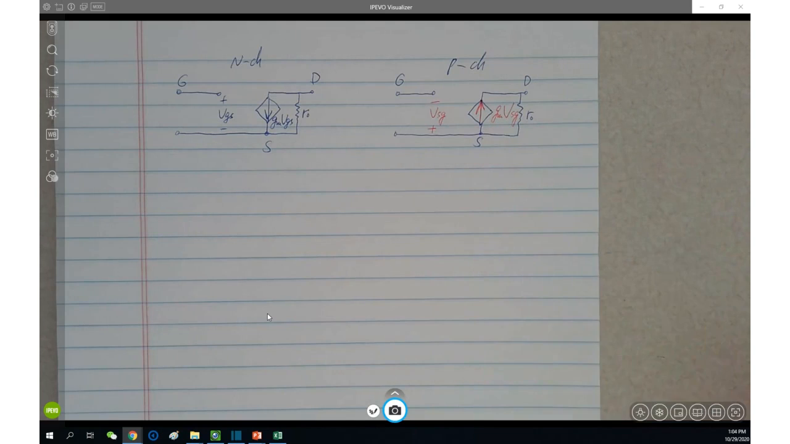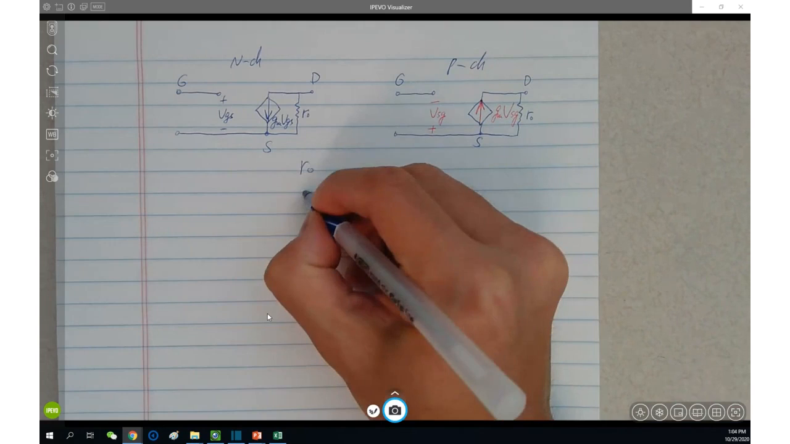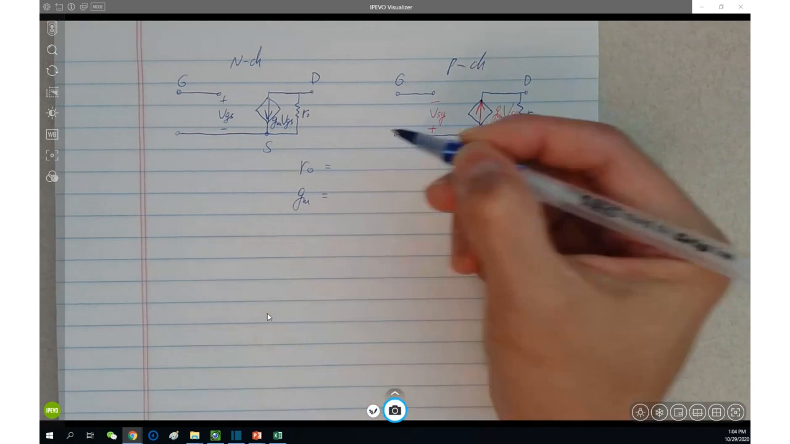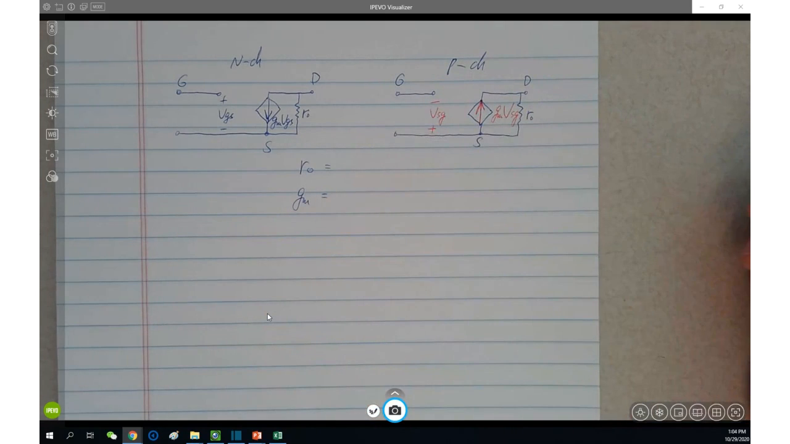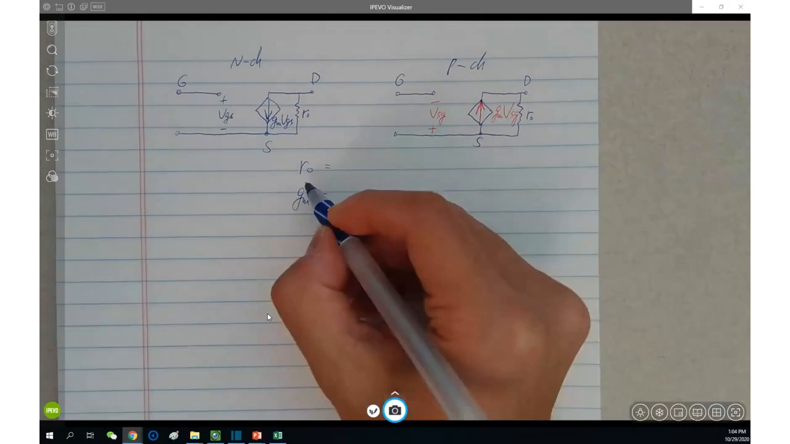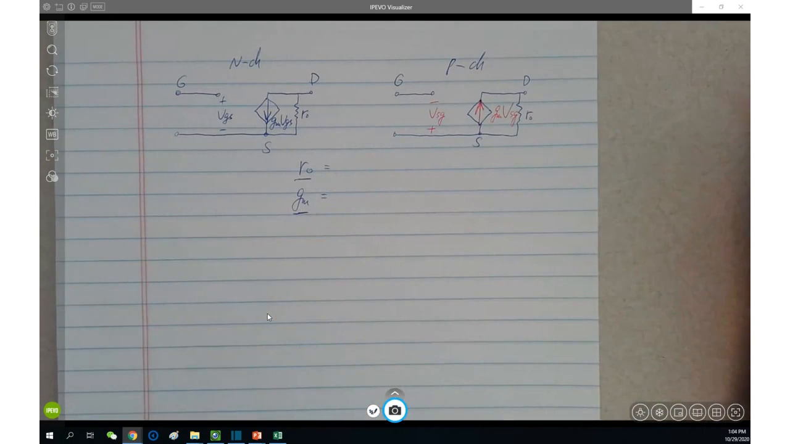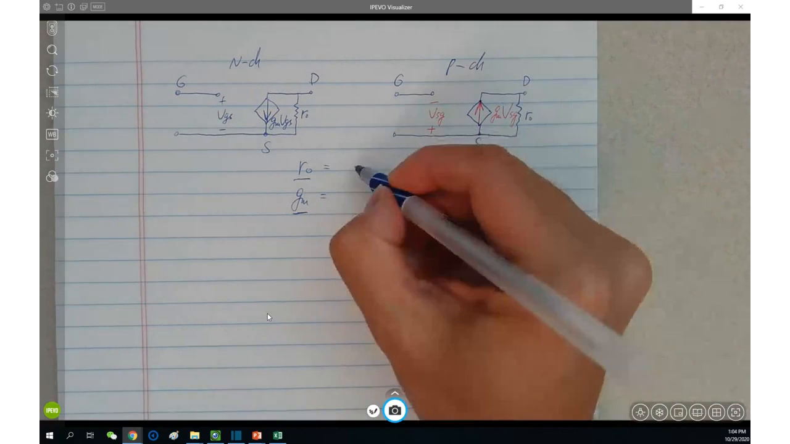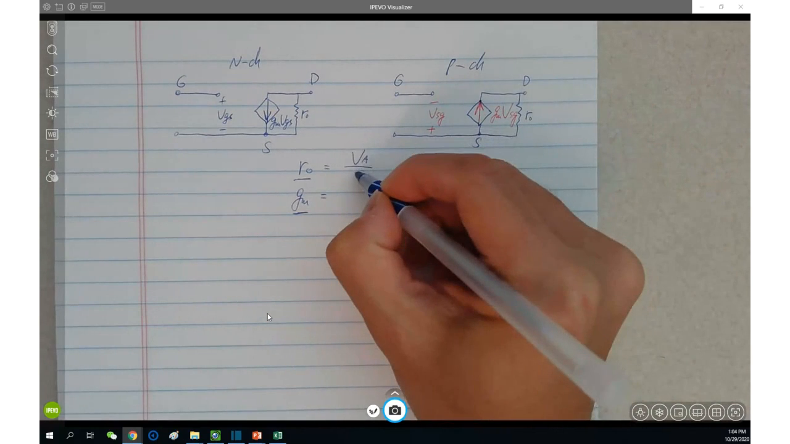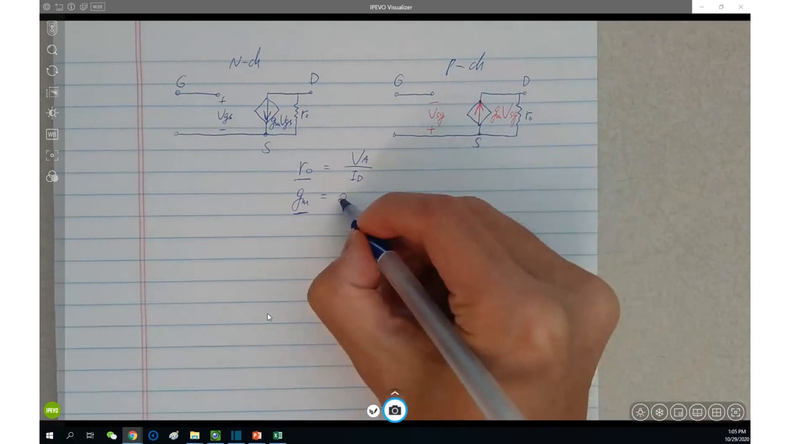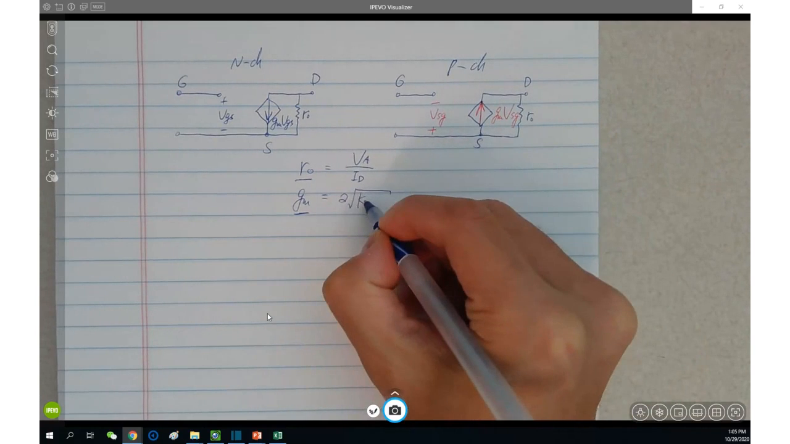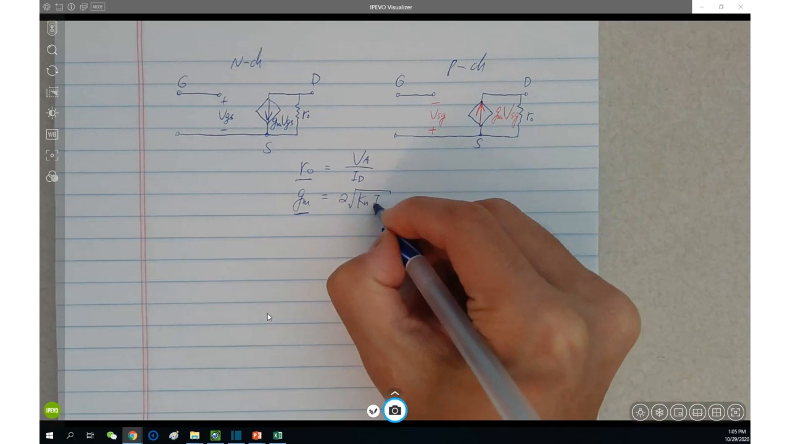And of course, besides these two models, we need two small signal model parameters. One is the output resistance, another is the transconductance, if you remember the name, g sub m. They are respectively equal to VA divided by ID, and 2 times the square root of Kn times ID.